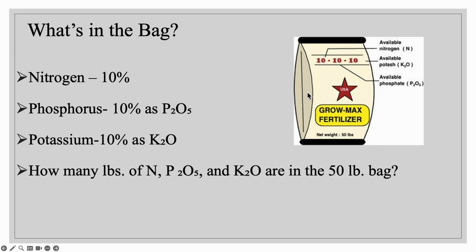So if we have a 50-pound bag, these values on the bag are represented as percentages. So there's 10% nitrogen, 10% P2O5, and 10% K2O. How many pounds of nitrogen, P2O5, and K2O are in this 50-pound bag? 50 times 0.1 is 5. So there are 5 pounds of nitrogen, P2O5, and K2O in this 50-pound bag.